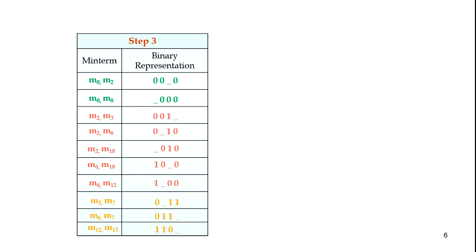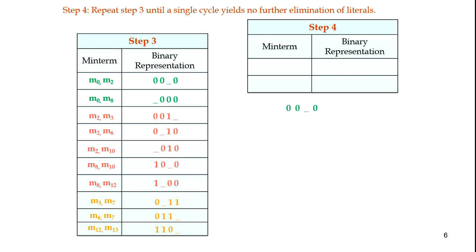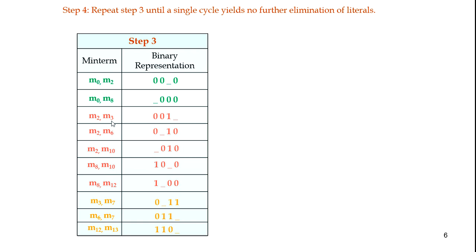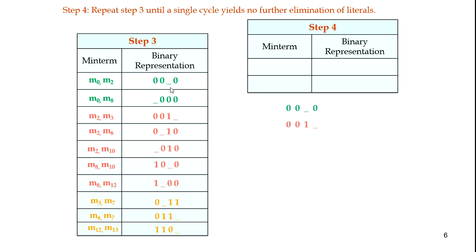So this is step 3, and step 4 is we have to repeat this cycle again. So we are forming it like this. Now we have to compare these terms with the next higher order category, which is represented in red color. So when we compare M0 M2 with M2 M3, we have 00-0 and 001-. This doesn't have a single bit variation. It has 2 bit variation, so we cannot take this. So we are skipping this.